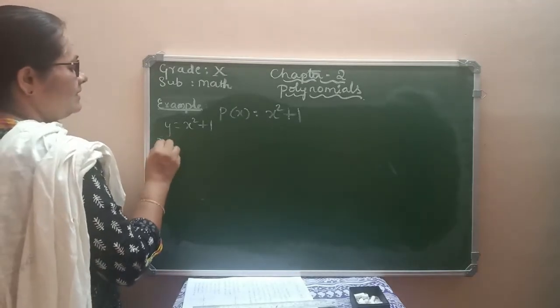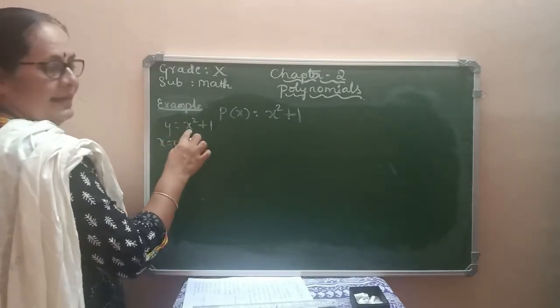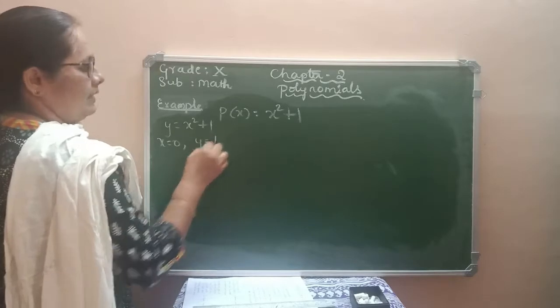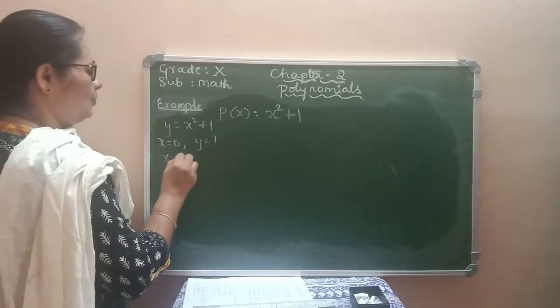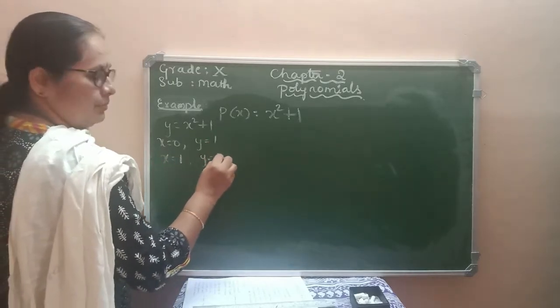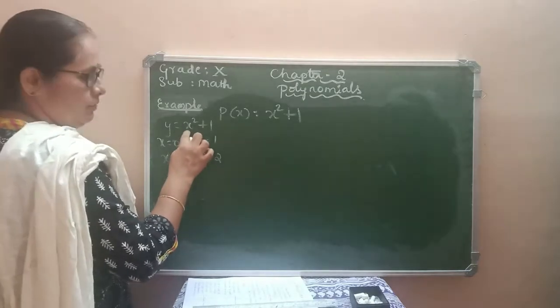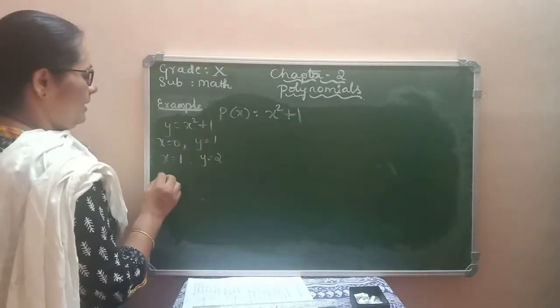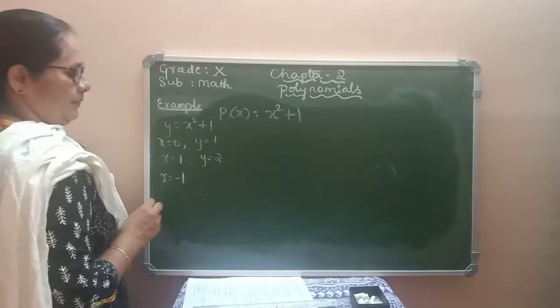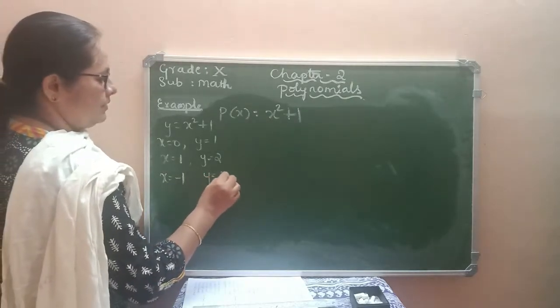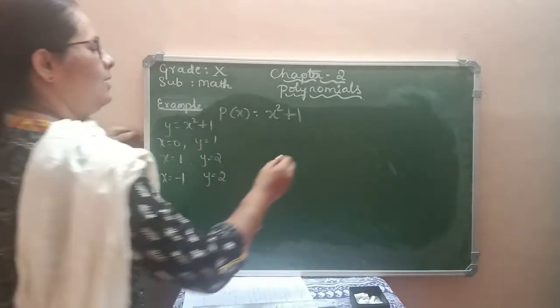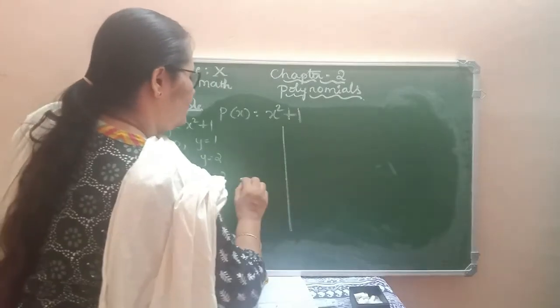Now, when x is 0, y is 1. When x is 1, y is 2. 1 square is 1, 1 plus 1 is 2. When x is minus 1, then also y equals 2. Okay. Now we plot the graph for this.